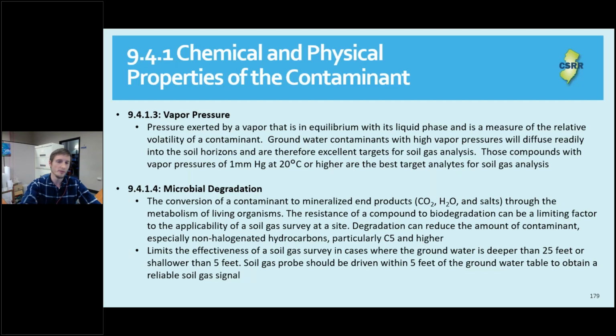you also need to consider microbial degradation, which is the conversion of contaminants to mineralized end products through the metabolism of the microbes. The resistance of a compound to biodegradation can be a limiting factor to the applicability of a soil gas survey at a site. Degradation can reduce the amount of contaminant, especially the non-halogenated hydrocarbons, particularly C5 and higher. This limits the effectiveness of a soil gas survey where groundwater is deeper than 25 feet or shallower than 5 feet. Soil gas probes must be driven within 5 feet of the water table to obtain a reliable soil gas signal. Next slide, please.